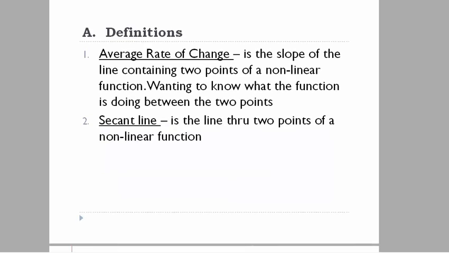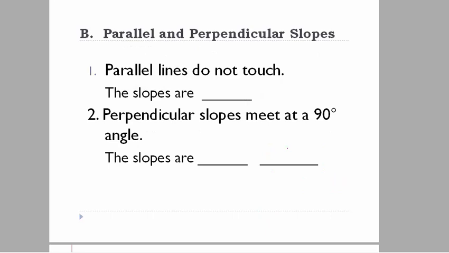All right, some definitions. Average rate of change is a fancy way of saying slope. You're actually finding the slope of a secant line, because when you're talking about average rate of change, you're talking about a nonlinear function. So say I have some parabola and I want to know the average rate of change between these two points here. Well, I'm finding the slope of the secant line.